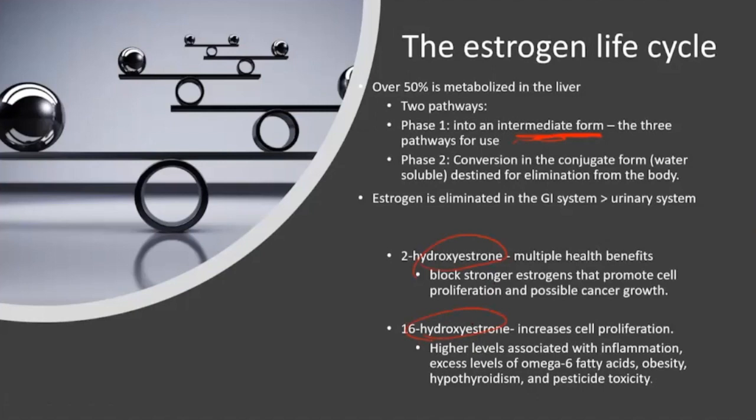Then the second thing is, after it gets used up, it goes back to the liver and gets conjugated into water-soluble forms, which are destined to be eliminated from the body. The two main places that it gets eliminated from are the GI and the urinary systems, with the GI system being the most prominent.